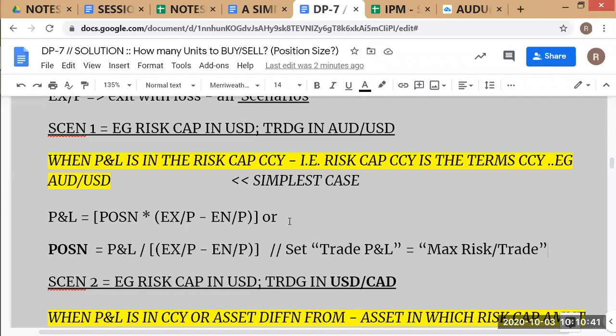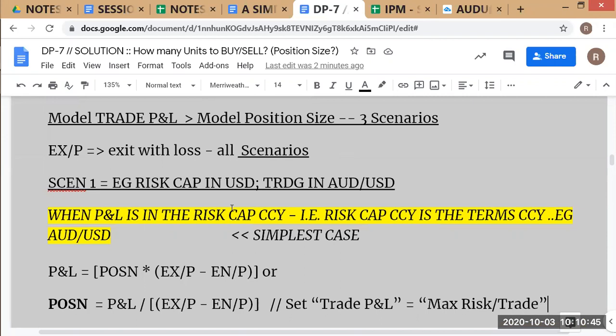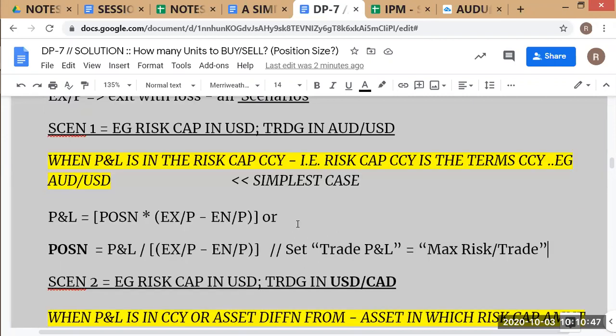In my trading system analysis, I already have a figure for maximum risk per trade, which we have already done. I have already formulated this expression. I set the trade PNL equal to the maximum risk per trade, and then you divide this by this expression, and you get the position size. This is how you model the position size.